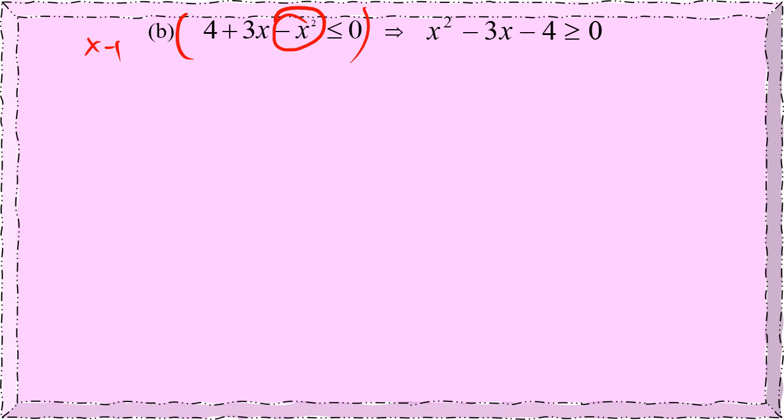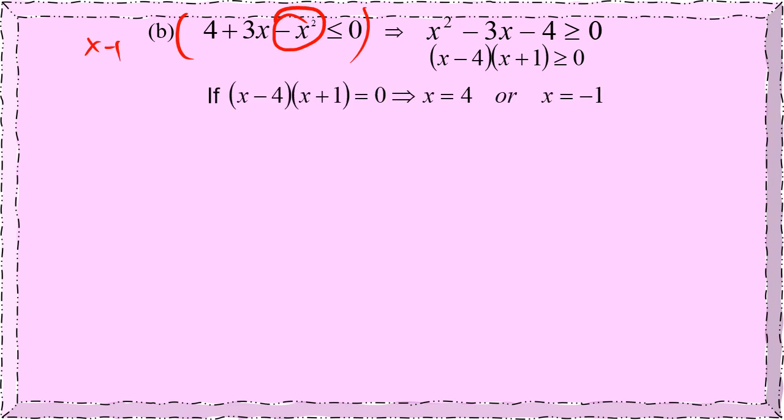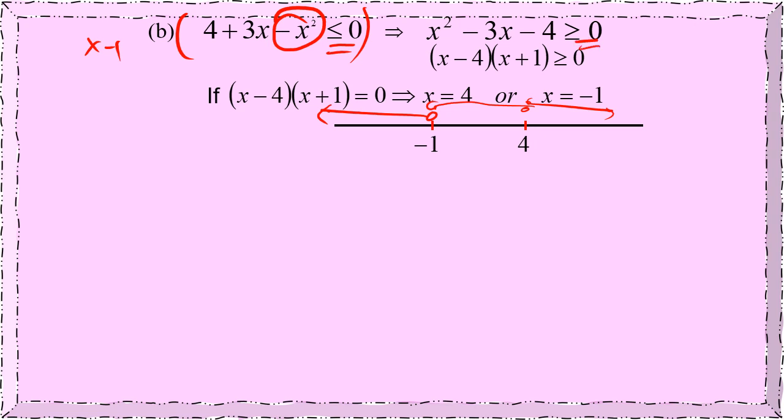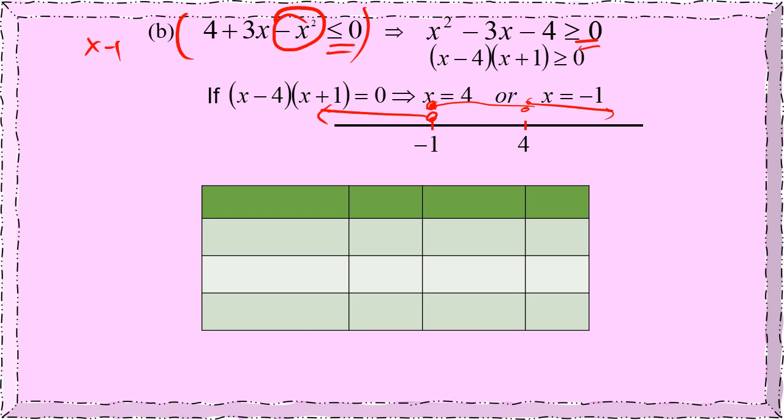So what is the next step? Yes, factorize. As usual, we factorize and we get (x minus 4)(x plus 1). And then from these factors we have x equal to 4 and x equal to -1. So from the number line, we can see that we have three intervals: x less than -1, x in between -1 and 4, and x more than 4. Here we have more than or equal to, so it should be a dense dot.